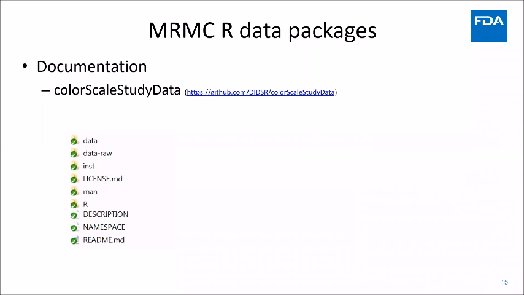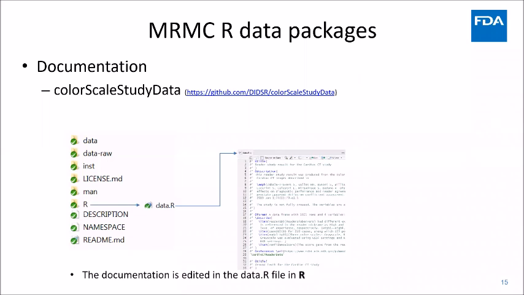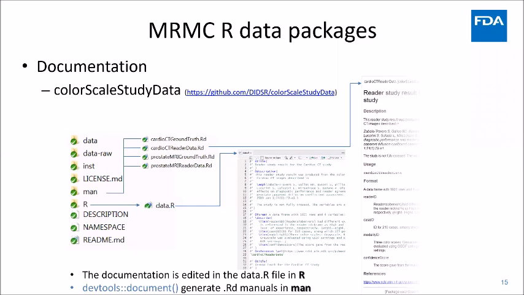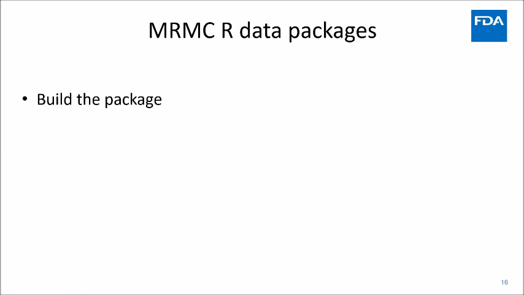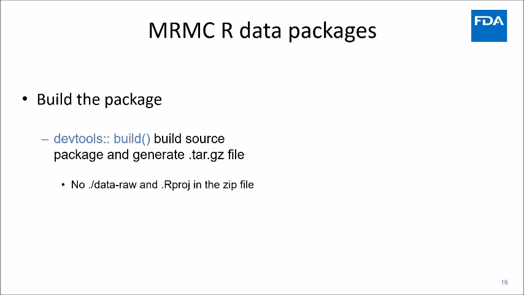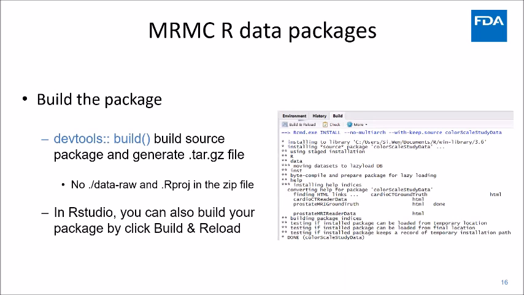To document each specific dataset, we can edit the data.R file to give the title, description, format, and reference for each specific dataset. By calling the document function in devtools, it can generate these .Rd files automatically. In RStudio, we can find these files as the help page for each specific dataset. To build the package, there are two ways. One is to use the build function in devtools. Another way, which is very convenient, is to just click the Build and Reload button in RStudio.